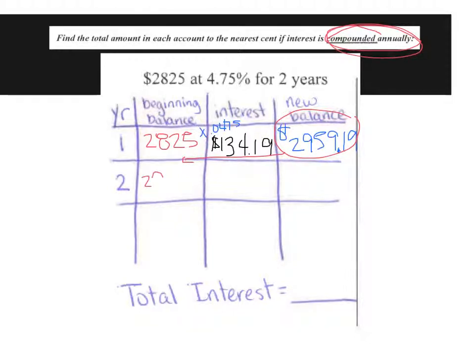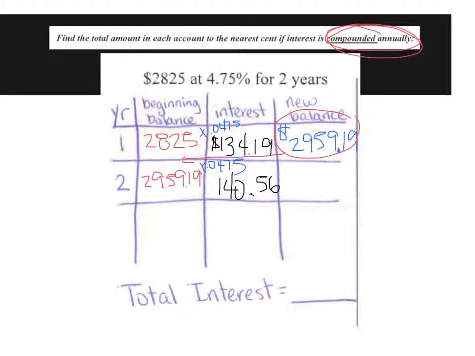We're taking $2,959.19, and we're going to get 4.75% interest on this, so we're going to multiply by our decimal. Taking that number, $2,959.19 times 4.75%, or 0.0475 as a decimal. This time I get interest for the interest they paid. We're going to get $140.56 in interest. Do you see how the second year it has more interest?